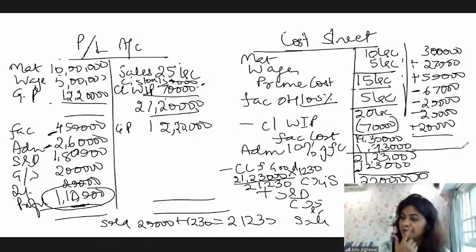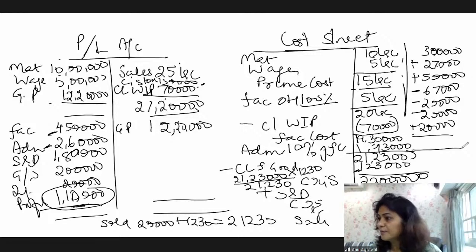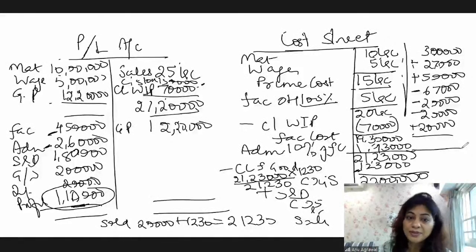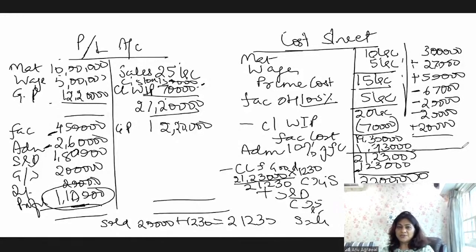Pita, goodwill is written off, no? So how do you write off a goodwill? P&L account debit to goodwill. Okay, everybody has done it correctly. But I'm not able to reconcile. Look at it. My reconciliation is not tallying. What have I done?